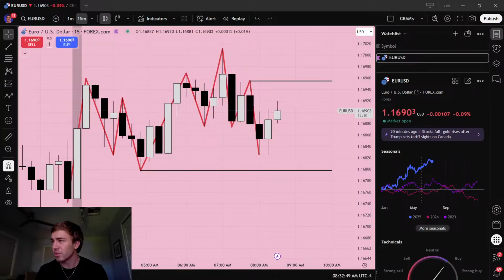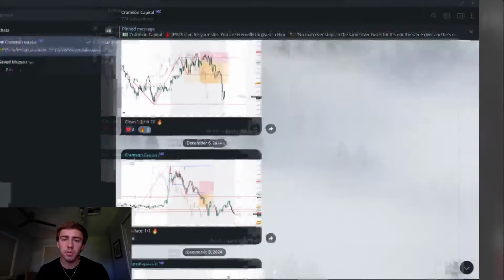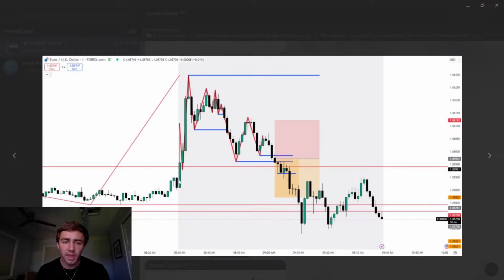I'm trying to find a screenshot in the Telegram. Even on CPI days, you just wait for the shift. Here's a good example. You just wait for the shift at 8:30. Boom, news comes out. This red line right here was buy side liquidity. We took buy side, eventually had a structural shift. This was the false break, true break. Honestly, the structural shift really would have happened down here.